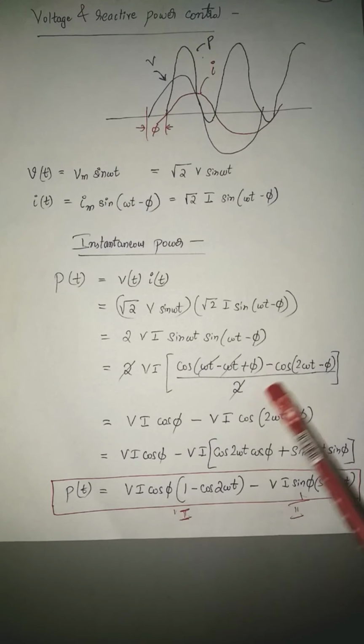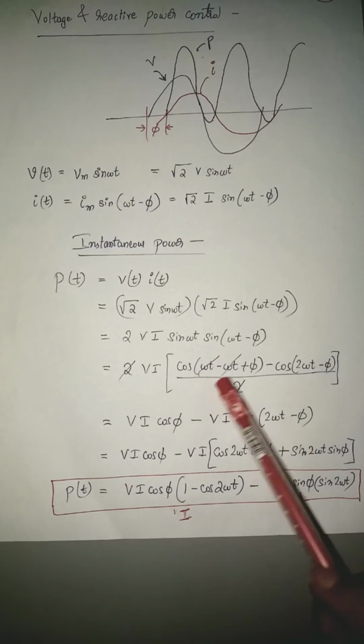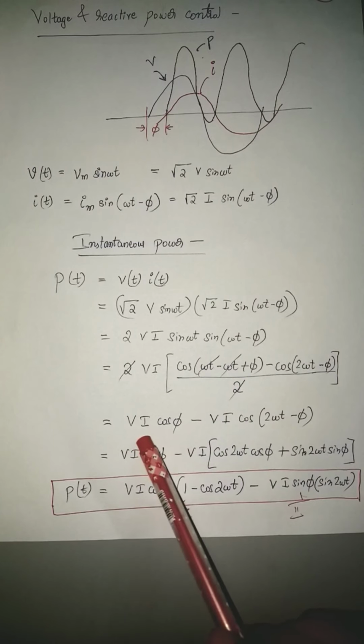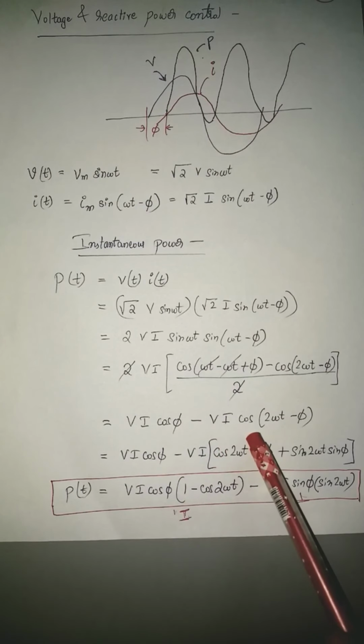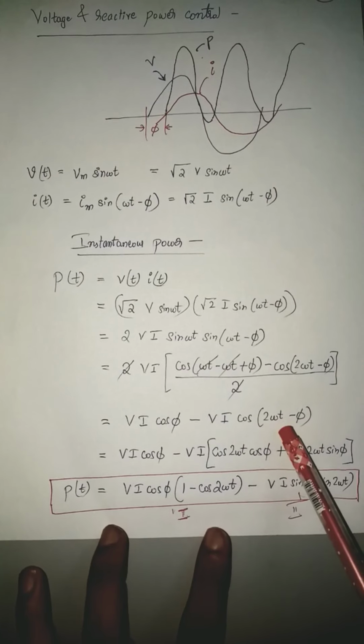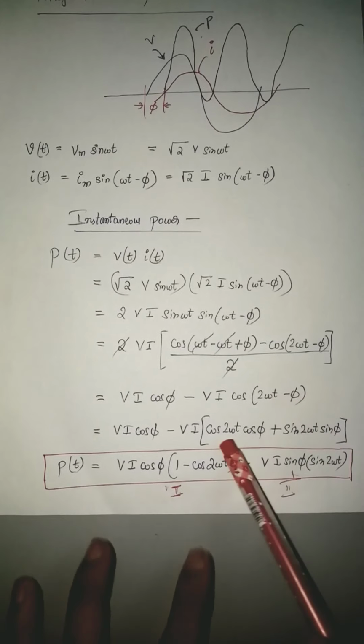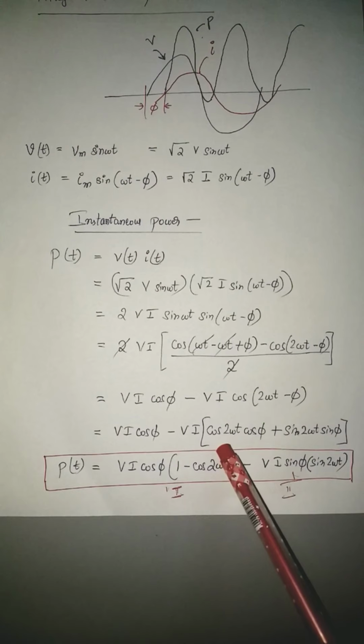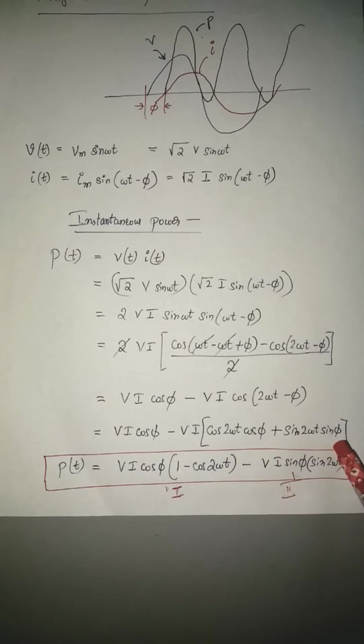Sin A sin B is cos of A minus B minus cos of A plus B by 2. Again these 2 get cancelled, and after simplification you have VI cos phi minus VI cos of 2 omega t minus phi, which is again, cos of A minus B is cos A cos B plus sin A sin B, given by cos 2 omega t cos phi plus sin 2 omega t sin phi. Further, if you simplify this, you can take VI cos phi as common factor. You will be getting VI cos phi into 1 minus cos 2 omega t, minus VI sin phi sin 2 omega t.